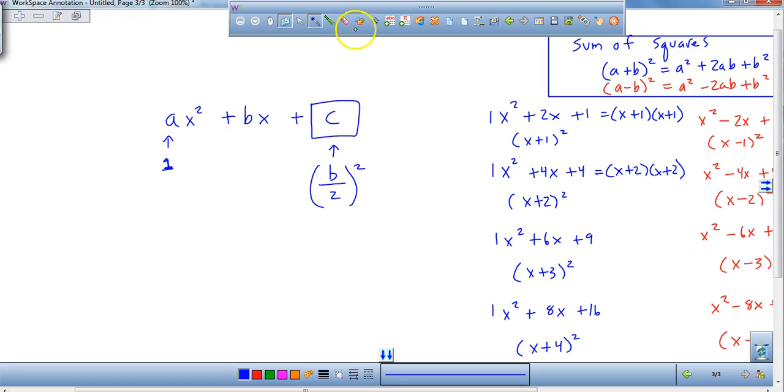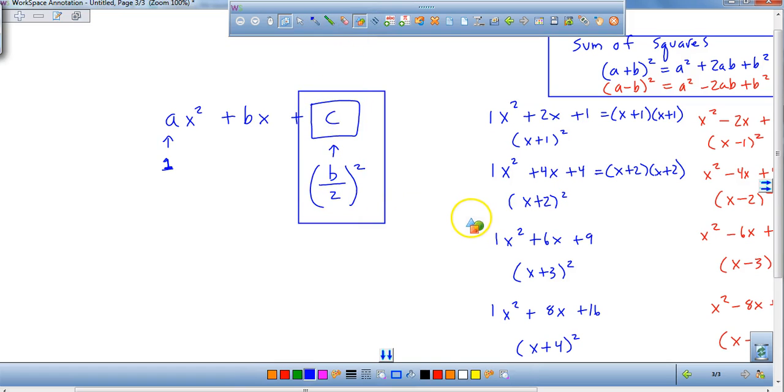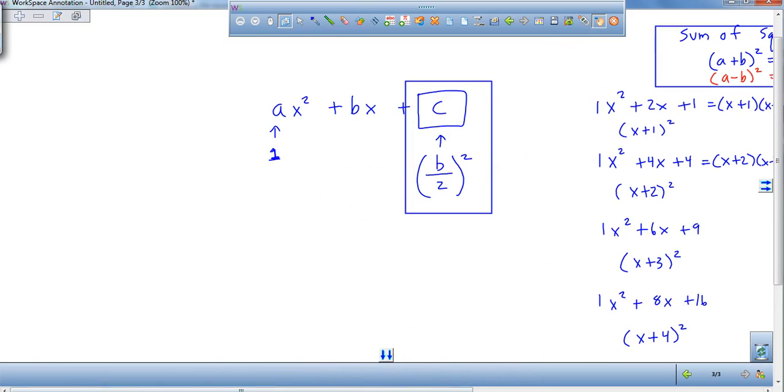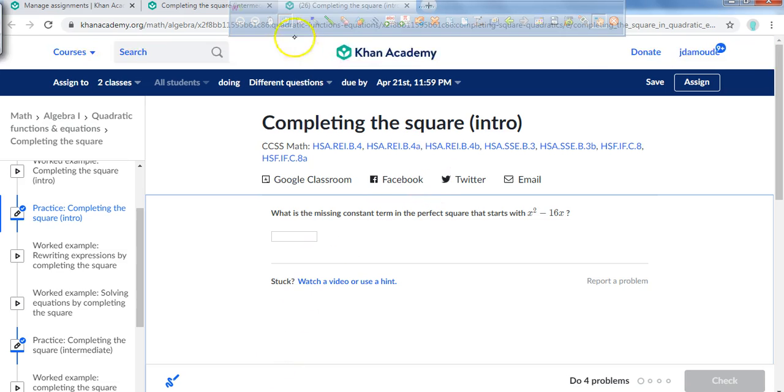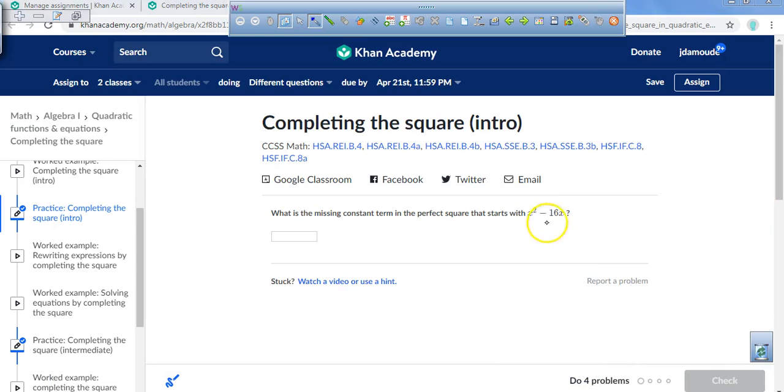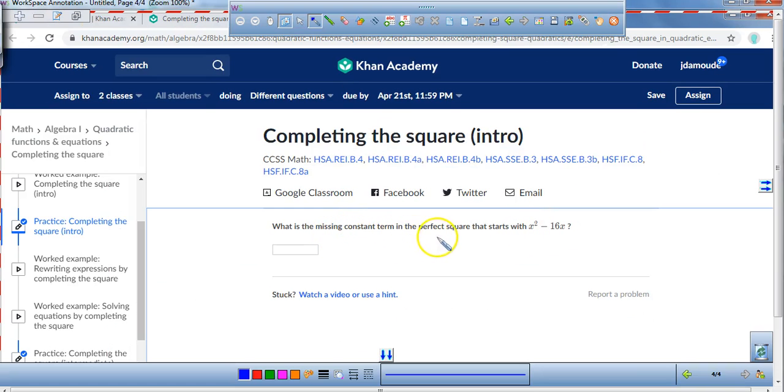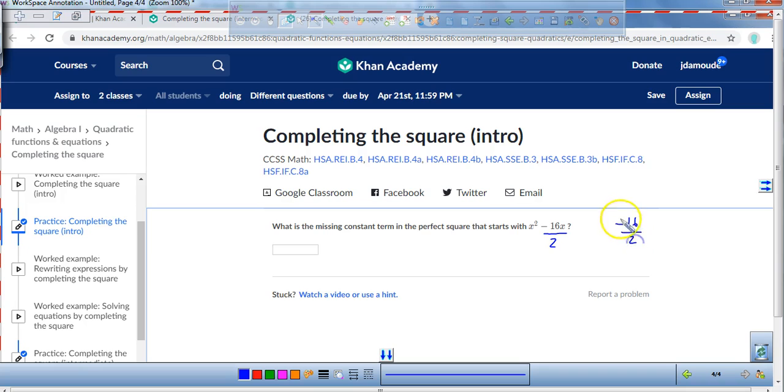So the c value, this is the most important part. The c value is always half the b value squared, which allows me to go right over here to our very first problem. And it says, what is the missing constant term in the perfect square that starts with x squared minus 16x? Well, all I have to do is take half of this, which is negative 16, divided by 2, and square it. Well, what is half of that? Half of that is negative 8. And negative 8 times negative 8 is 64. So I'm going to put 64.